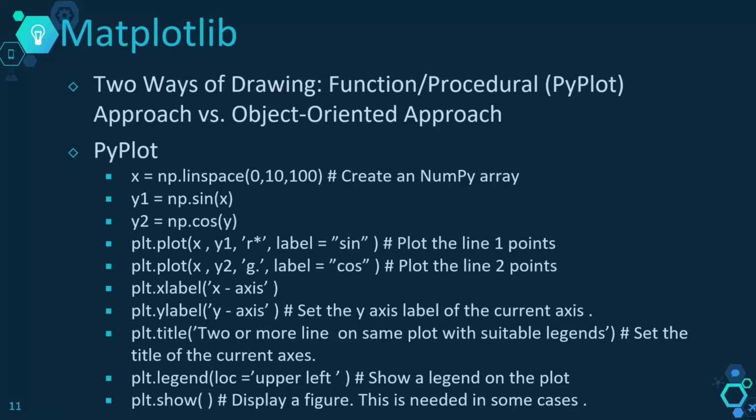You have x and y. You use one function, just plot it, right? Very simple. You want to do something, you want to change the title, you use one function command to change the title. You will add a legend, you add something to it. So you can see that is a very typical code.